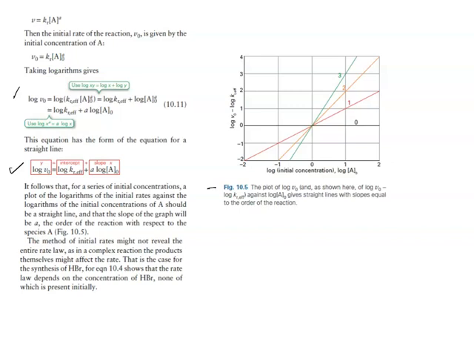And that's what we're seeing here in figure 10.5. The plot of the log of the initial velocities against the log of initial concentrations gives straight lines with slopes equal to the order of the reaction. The method of initial rates might not reveal the entire rate law, as in a complex reaction, where products themselves might affect the rate. That is the case for the synthesis of hydrogen bromide, which we showed earlier. However, it's particularly useful for simpler reactions, which account for a substantial amount of the chemistry that we'll be dealing with.